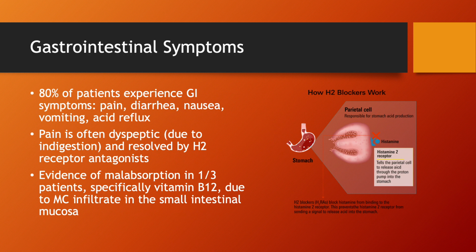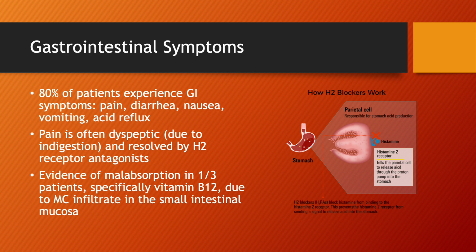Now, in the GI system, you get a lot of acid reflux, and so this is why H2 receptor antagonists, such as H2 antihistamines, are going to be really effective in resolving this pain. But you get a lot more GI symptoms here than you would in perhaps another type of atopic condition, such as food allergies, for example, because in those cases you still would see some GI symptoms, but not nearly as much as this one. Another thing is we see evidence of malabsorption of various nutrients in around a third of the patients, especially vitamin B12, and that's due to mast cell infiltration in the small intestinal mucosa.